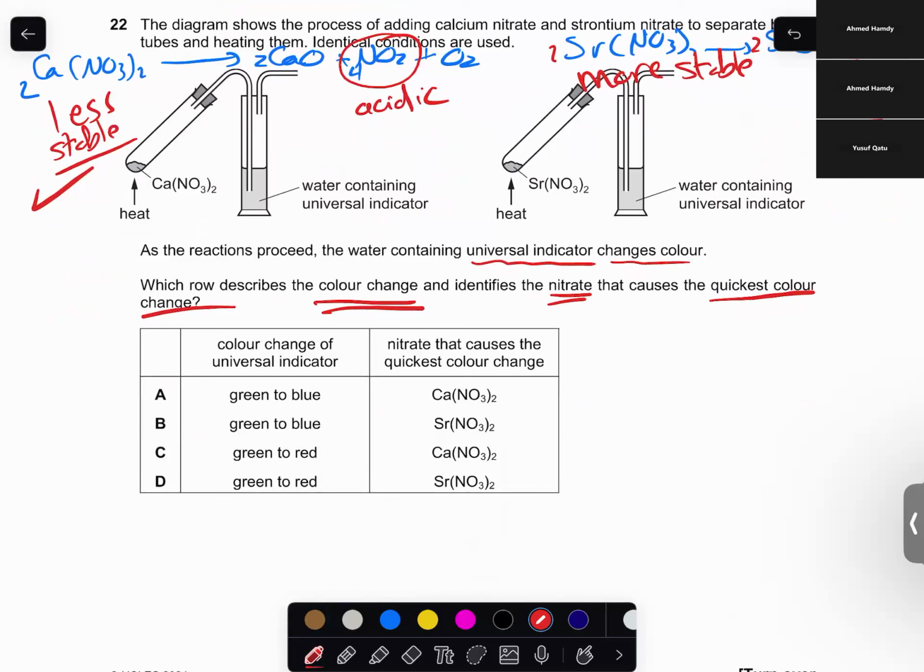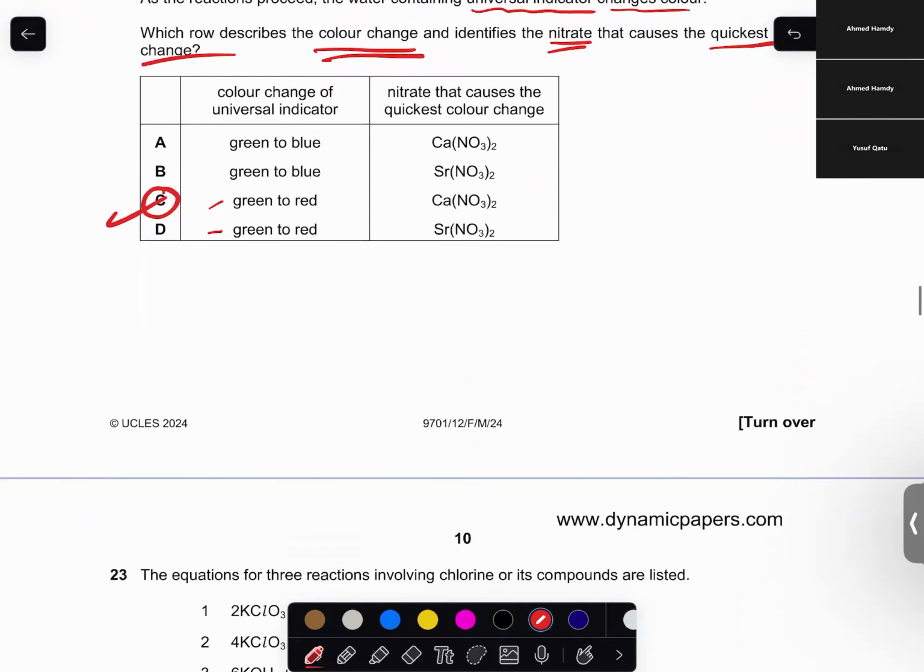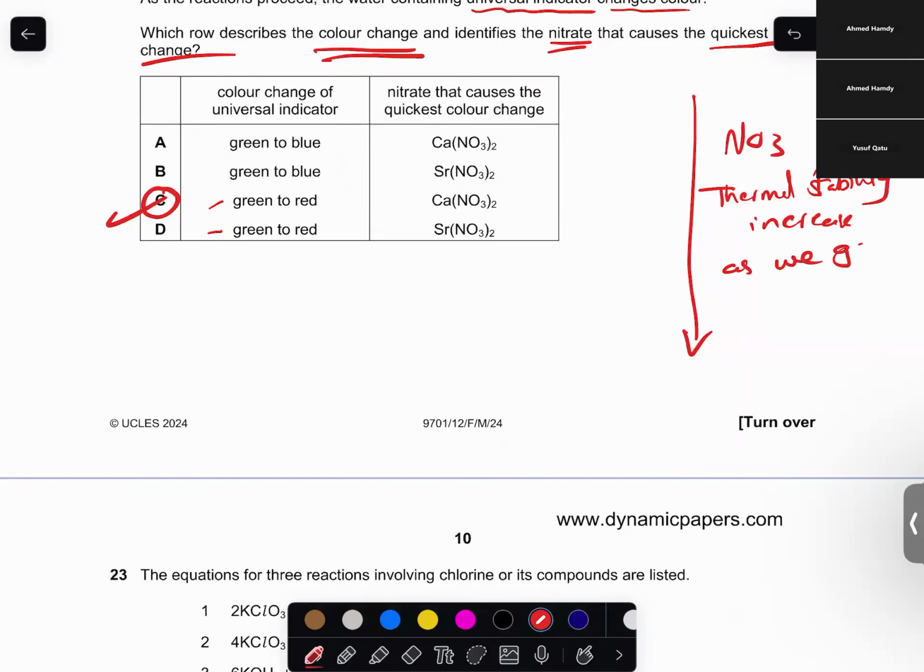The color of the universal indicator in water is green. The acidic gas, when it passes through it, makes it red. So green to red. So the answer is C or D. And the calcium nitrate decomposes faster because it's less stable. Because we know that for the nitrates, as we go down the group, the thermal stability increases.